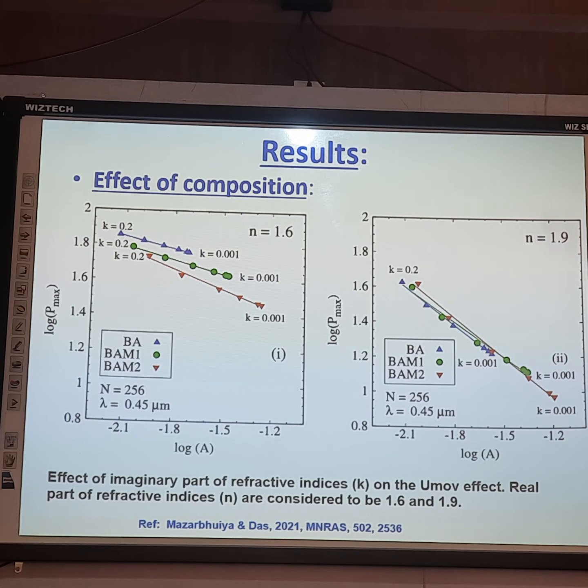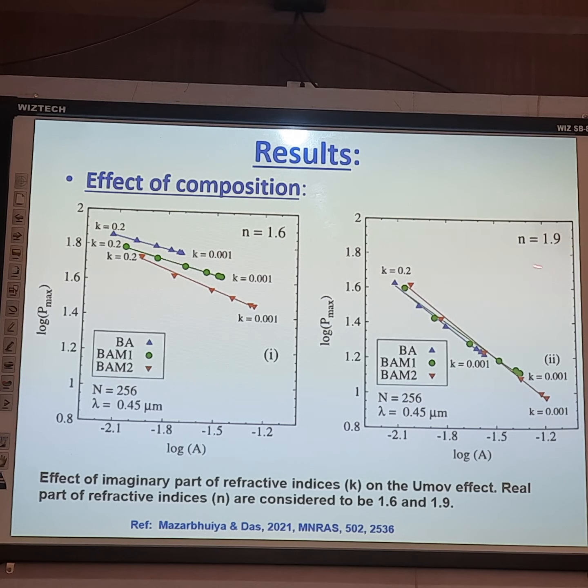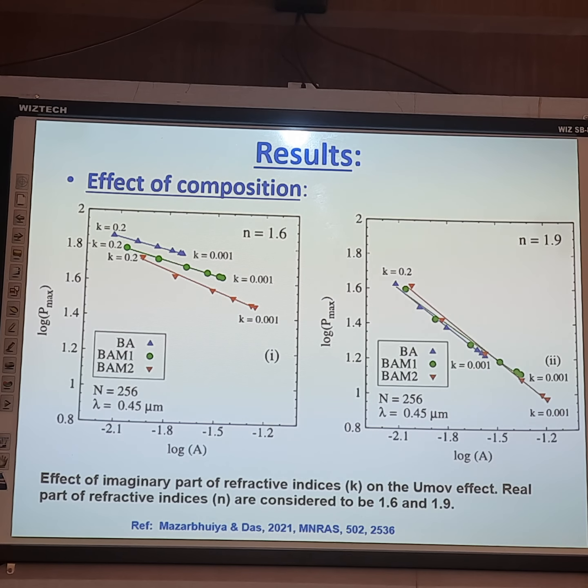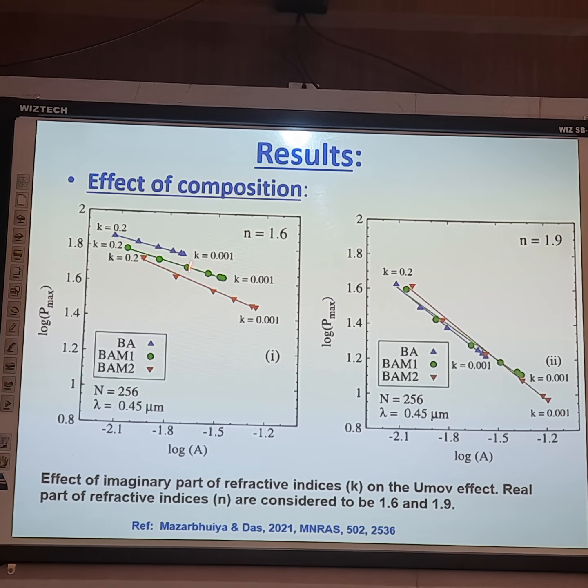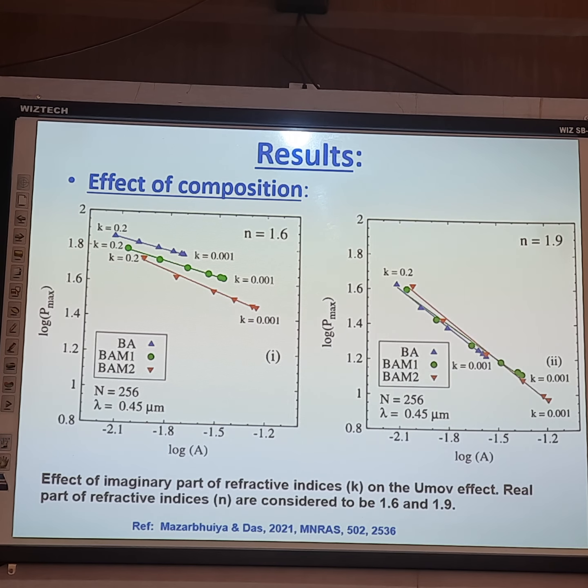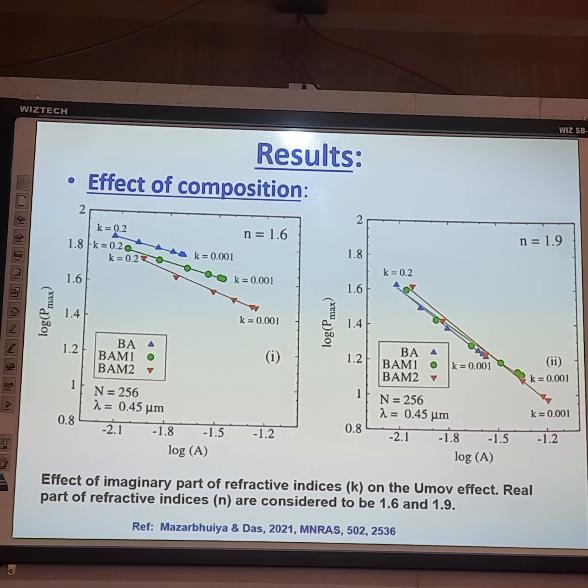Normally for silicate particles the N value is 1.65, 1.7 like that. And for carbonaceous particles, it is around 1.9, 2.0. So we have taken two different refractive indices, and we are changing K. K means absorptive index. Okay, so you can see there is a clear correlation if we change K. You can see the slope of the curve is different in these two graphs, and also the Pmax and albedo values are different.